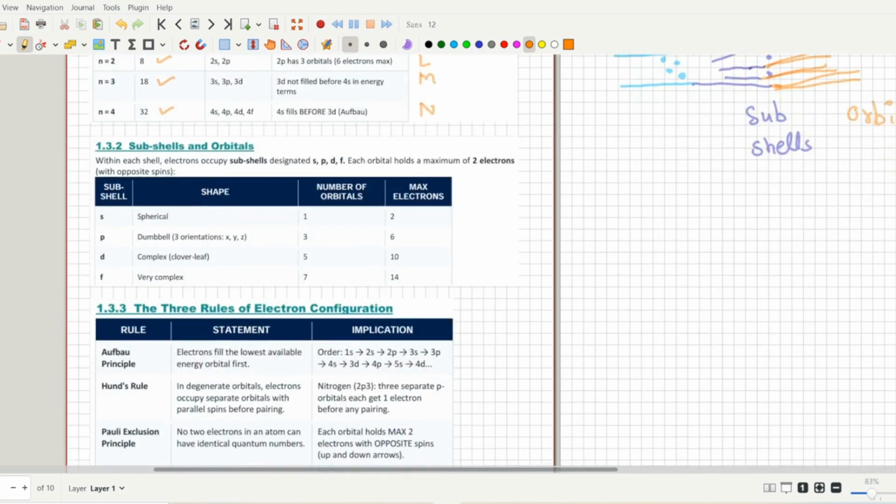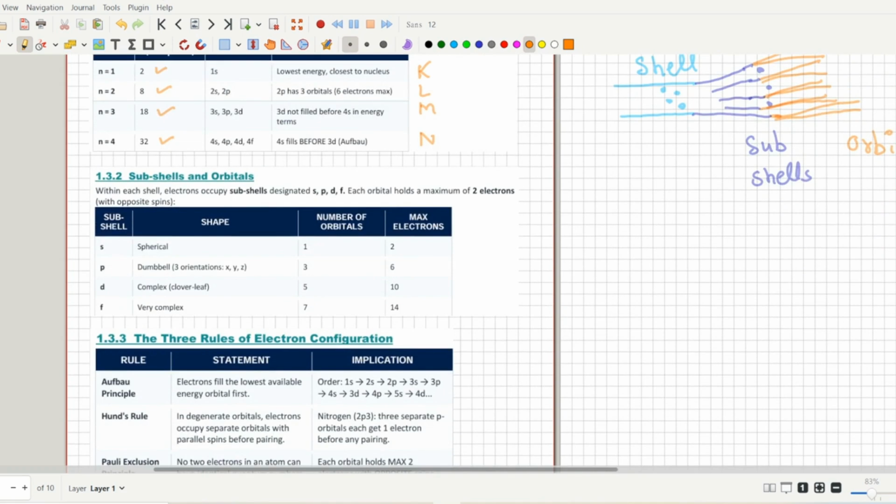The next thing that you have to know about is subshells. Subshells are of 3 types. I'm sorry, 4 types. The subshells are S, P, D and F. S is for spherical, P is for dumbbell, D is complex and F is very complex. These are the shapes of these subshells. There are also names that are written down for these. What does S mean? S means sharp. Let me write it down for you.